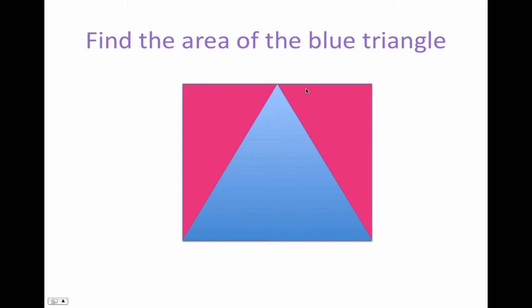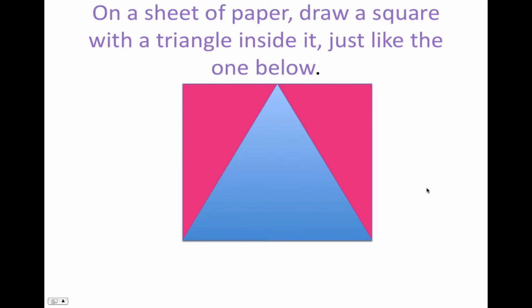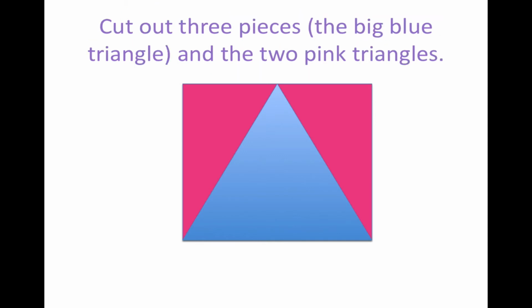Okay, so now in this example, we're going to find the area of the blue triangle. What I'd like you to do is take a sheet of paper and draw a square with a triangle inside of it, just like the one below. So just a simple square and then have a triangle right here. Once you do that, I'm going to put me on pause for a minute and let's go do that. And then I want you to cut out the 3 pieces. So 1, 2, 3. So the big blue triangle here and the 2 smaller pink triangles.